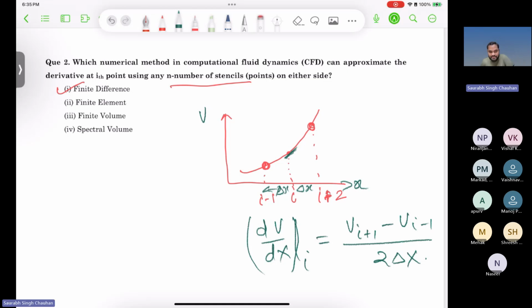So here we are using 2 points, but you can use more points. Okay. So how do you do that? That will be discussed in detail in upcoming lectures. But that's what we mean by calculating the derivative at the ith point using n number of points on either side, on this side and at another side. Okay.